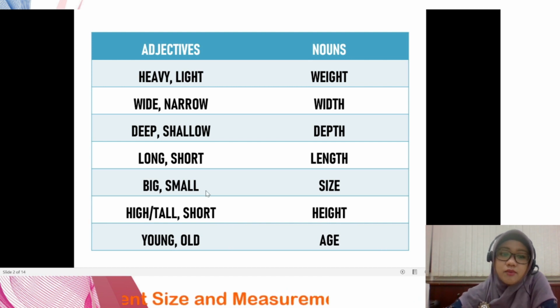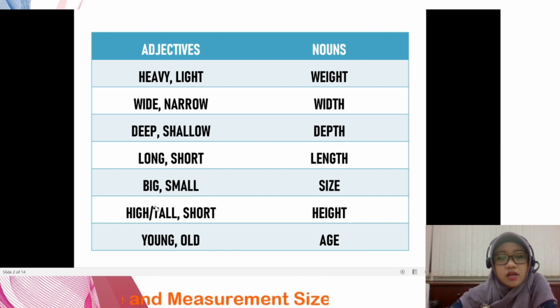So probably there is some question asking about how to distinguish between high and tall. If we use high here, commonly it refers to non-living things, like a building, and then probably like a tower, while tall can refer to living creatures like human beings.